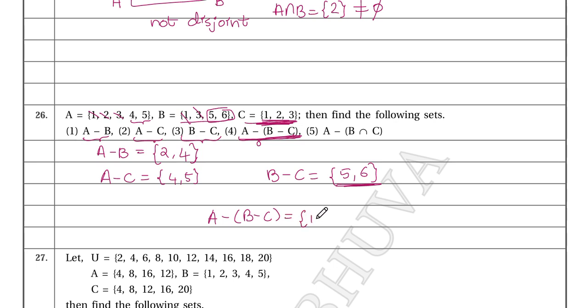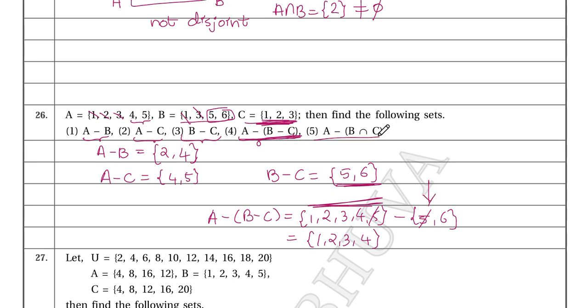So A is what? 1, 2, 3, 4 and 5. Minus B minus C is what? 5 and 6. So remove the element 5, and 6 is already not there. So which elements are remaining? 1, 2, 3 and 4. Okay. 6 we don't have to write down. Only this set's elements we have to write down, which are not there in this set. Okay. So this is the answer.